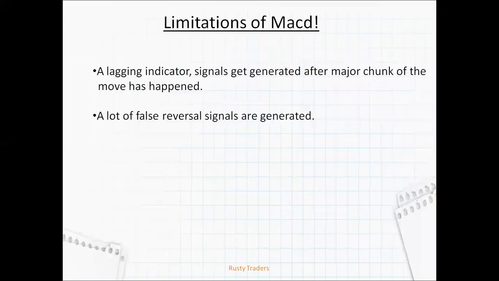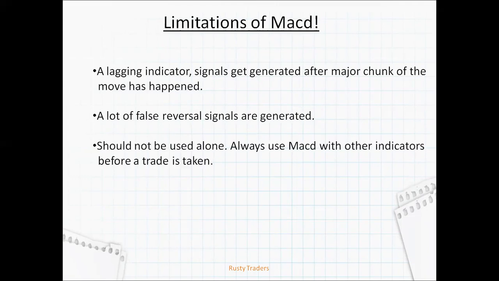There will be instances wherein you get a lot of reverse signals generated, in the sense in 5 minutes you'll have a buy signal generated. After 10 minutes again a sell signal. The markets would not have moved a lot, so buy, sell, buy, sell. You get a lot of false signals in the market, and you might end up getting chopped either way. Hence you should always use MACD with some other indicators. I prefer using pivot levels. I prefer using RSI, stochastics, CPR before I take a trade.